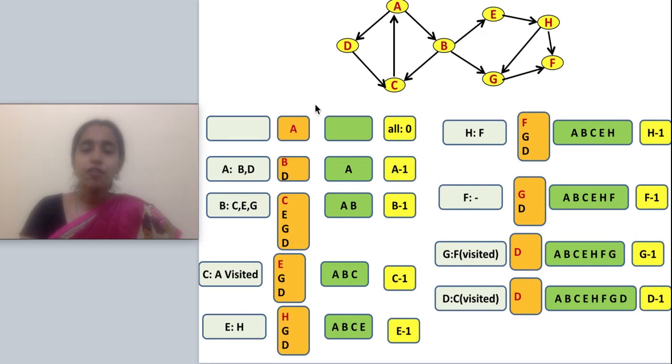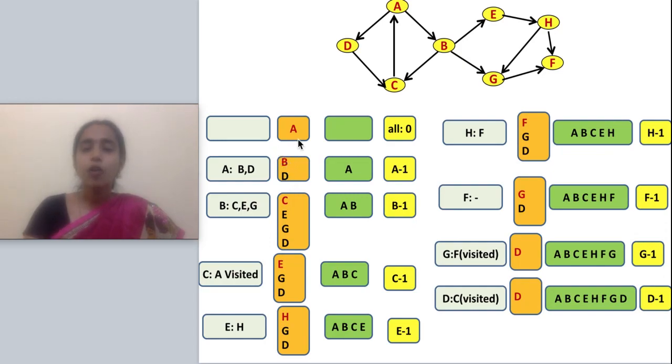When I pop it out from the stack, I want to find out who all the neighbors of A are. The neighbors of A are B and D. Now I am popping A out and pushing the neighbors in. I should be cautious that I don't have any duplicates. This is my first step. Now the topmost element is B.